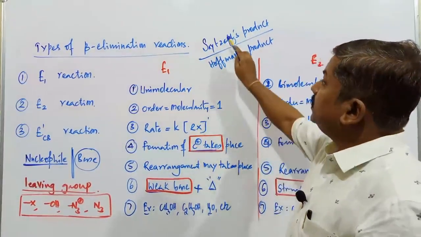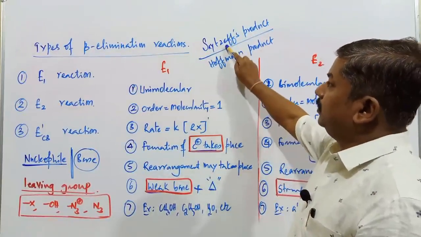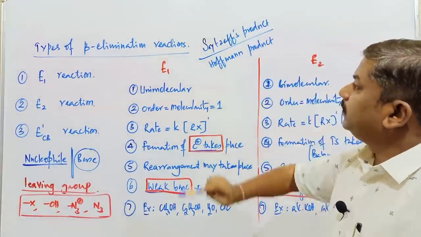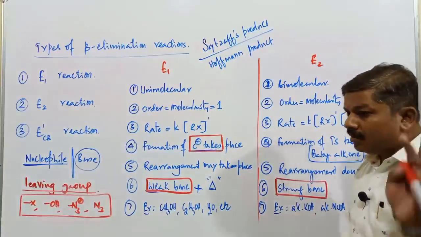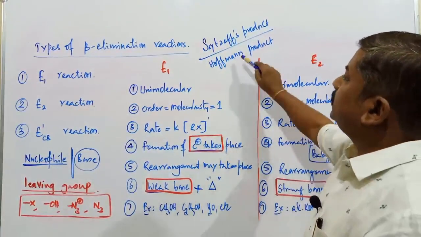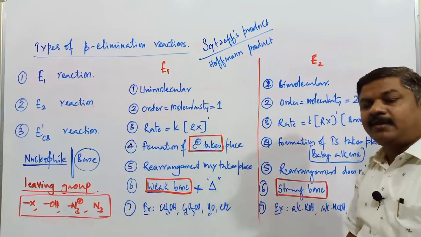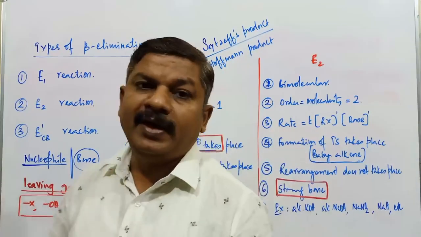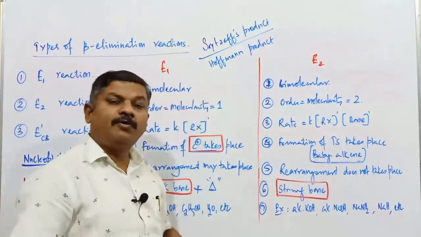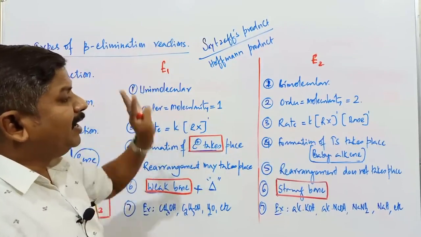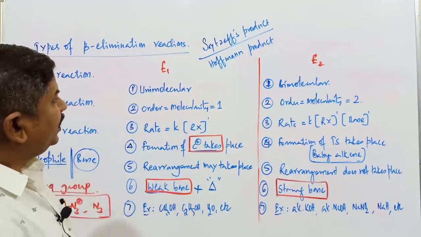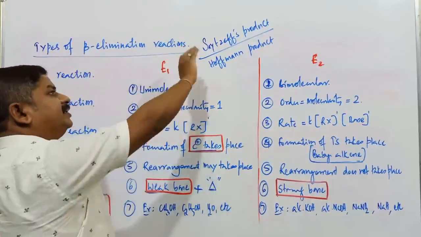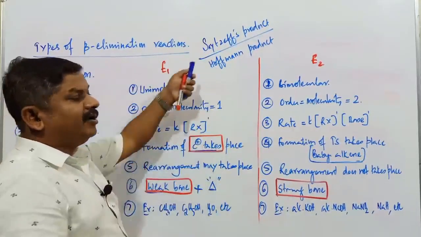Generally, Saytzeff product is going to be more stable. Saytzeff product is going to be more stable compound when compared to what? This particular Hofmann product. But in some of the examples, the formation of Hofmann product is also taking place, even though it is going to be less stable product, that is going to be obtained in major quantity, and Saytzeff is going to be obtained in minor quantity. We will discuss about E1 reaction, example for E1, example for E2, and under what condition Saytzeff product takes place, under what condition Hofmann product takes place.